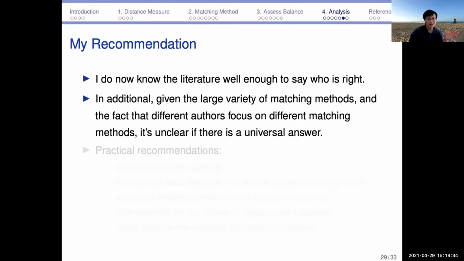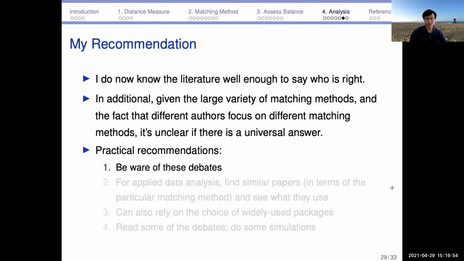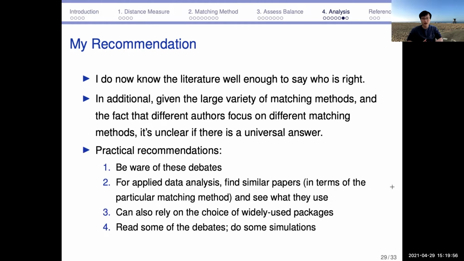In addition, given the large variety of matching methods, and the fact that different authors focus on different matching methods when they're arguing for or against some method, it's unclear if there is a universal answer in terms of whether we should do paired or unpaired analyses, whether we should do bootstrap or not, etc. And here are practical recommendations. I'll let you go after I go through this. These are ordered in terms of the level of sophistication or effort that you need to spend.